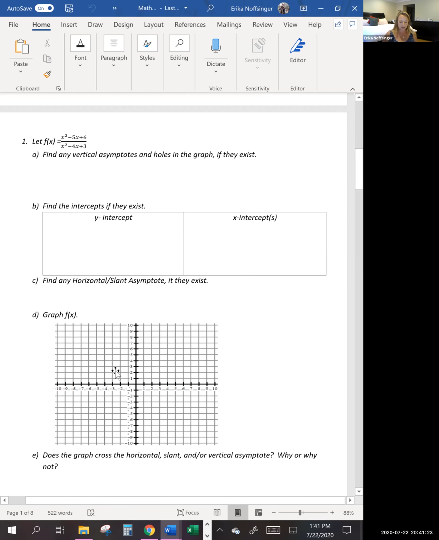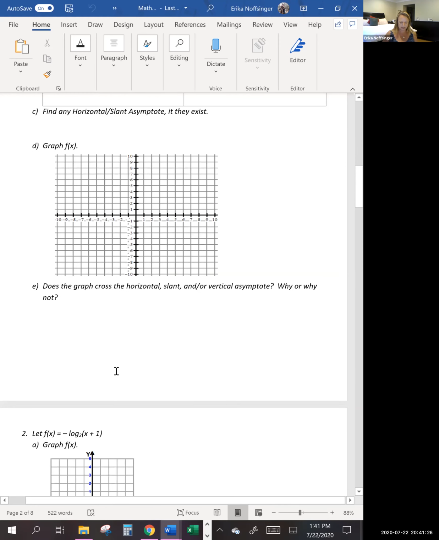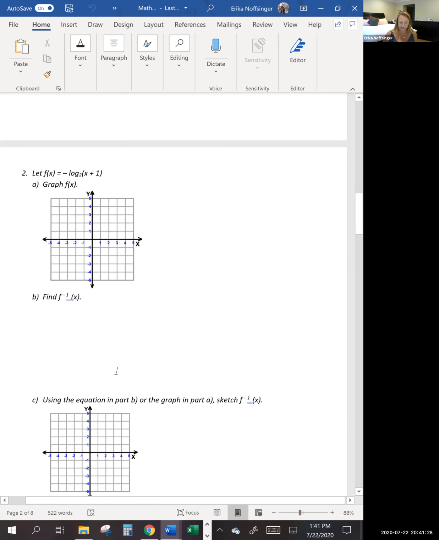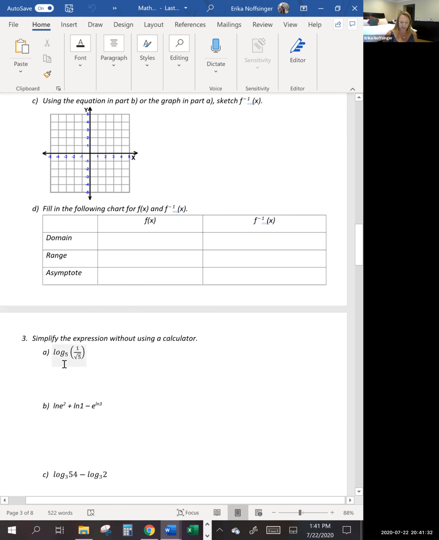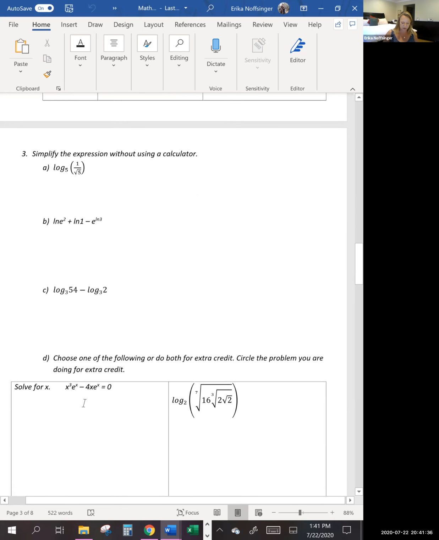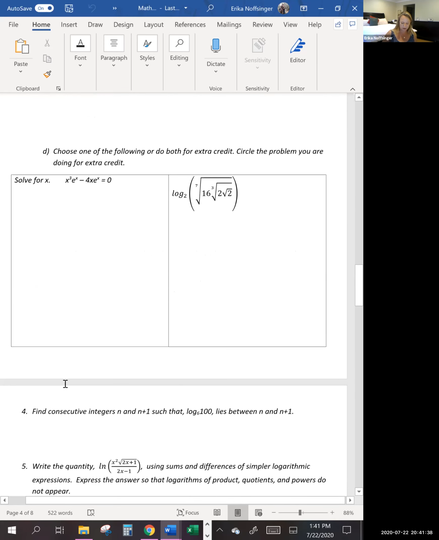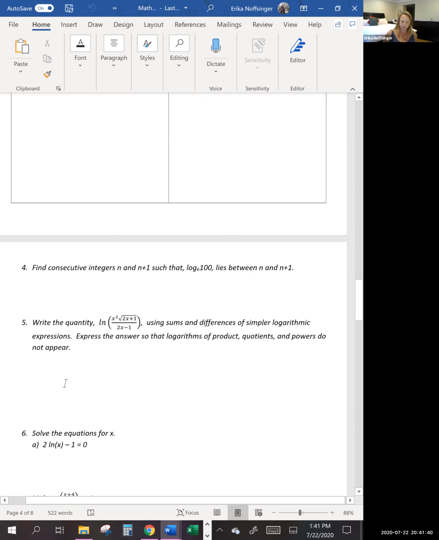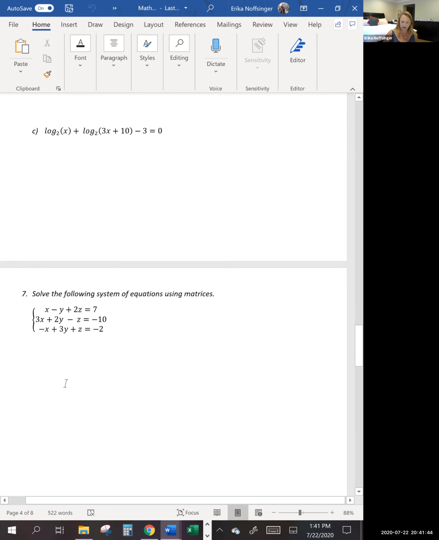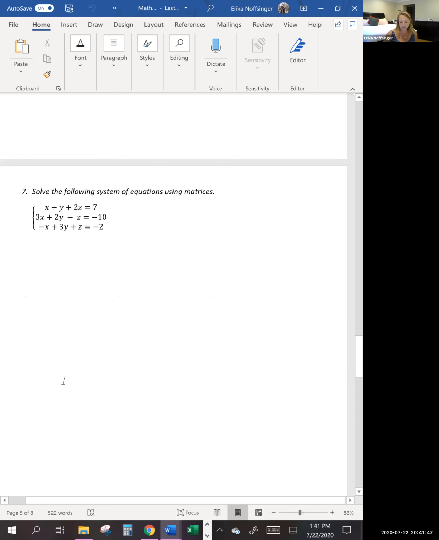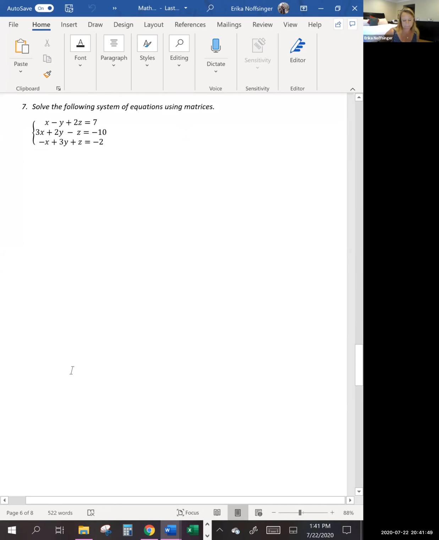Okay, so asymptotes, we can come back to this. Graphing logs. This actually kind of looks familiar. This might actually look identical to what you guys had on your last exam. I pulled some questions. And so here we go. Systems of equations using matrices.